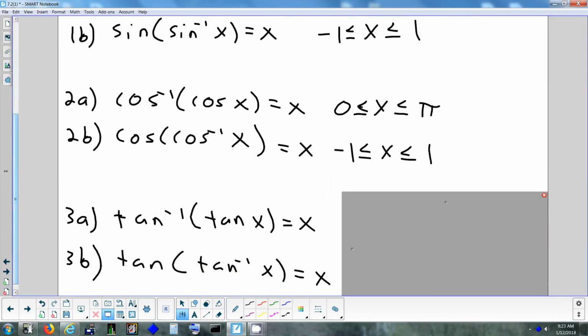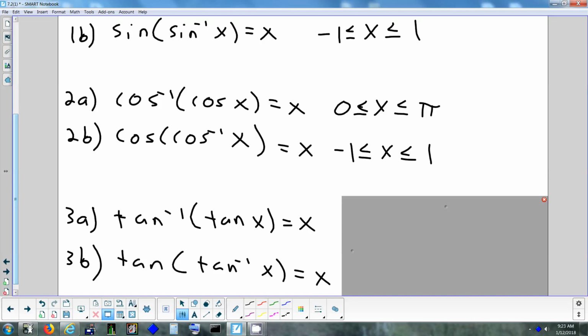Okay, and for tangent. Same structure as the other ones. One of them has the inverse on the outside, the other one, the inverse is on the inside. Okay. Look at the inside function for formula 3a. What is the domain for tangent? What did we restrict the domain to so it would pass the horizontal line test? To what?